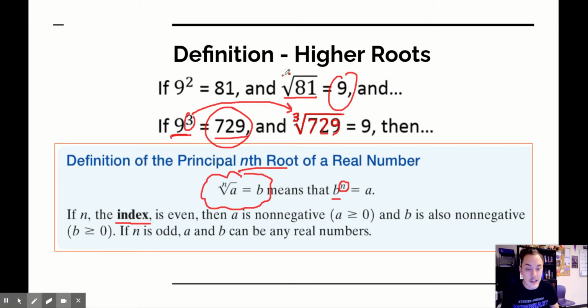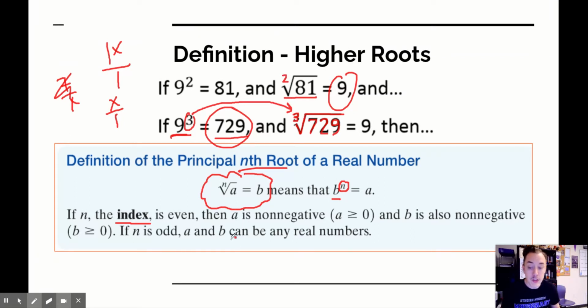Now, technically, there is a 2 here when we do square roots. We just never write it, just like we don't write 1x, or like we don't write x all over 1. If I have an x, I don't write x all over 1, right? I don't write 7 all over 1, not normally, at least. The same thing here. We understand that we don't normally write 2 here. It's just a square root.